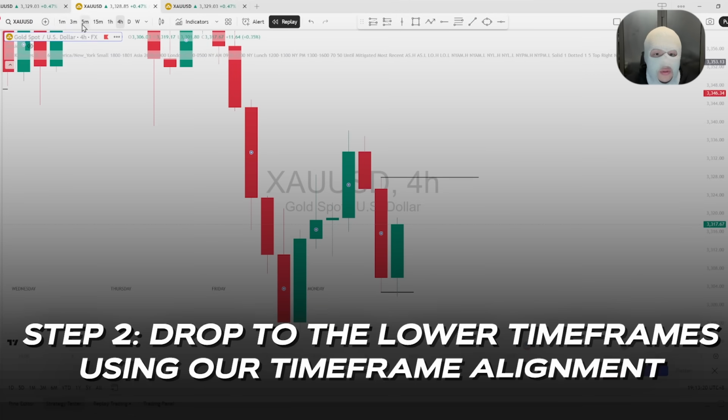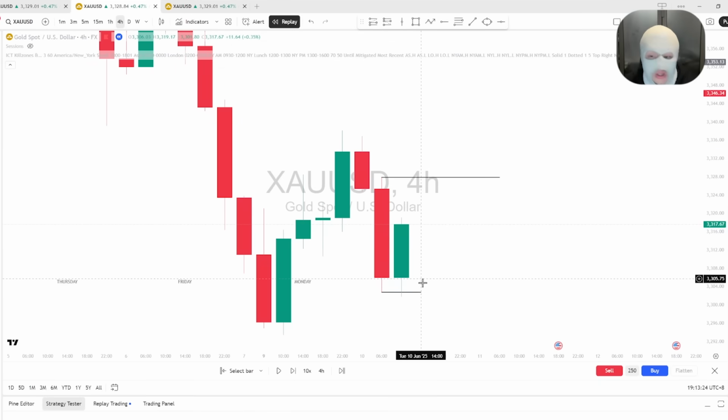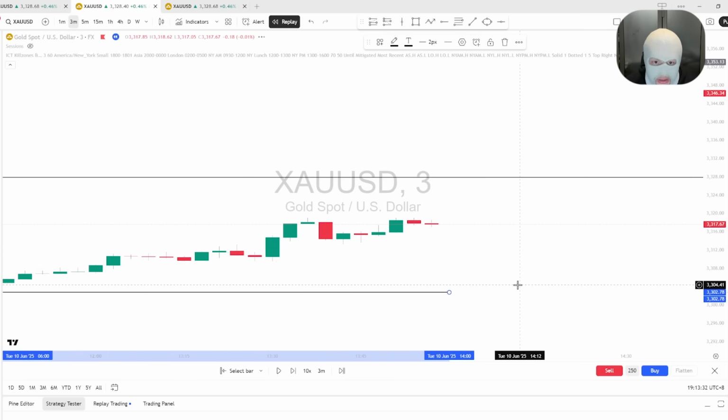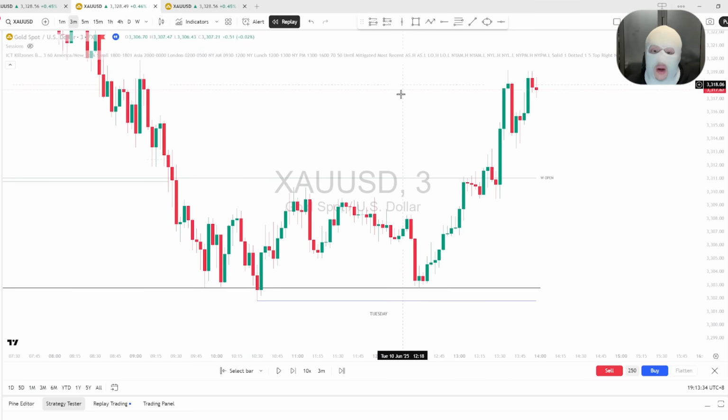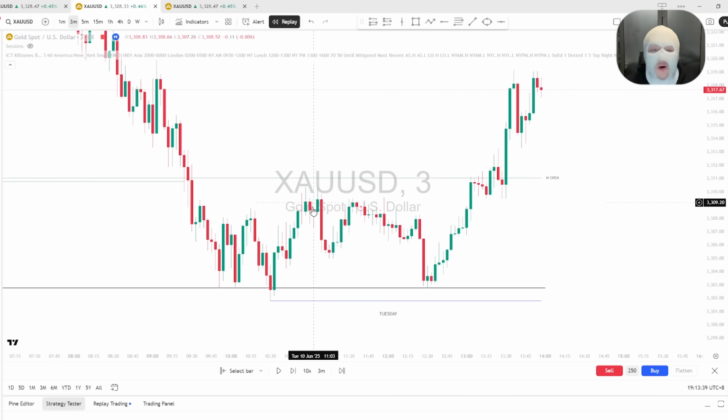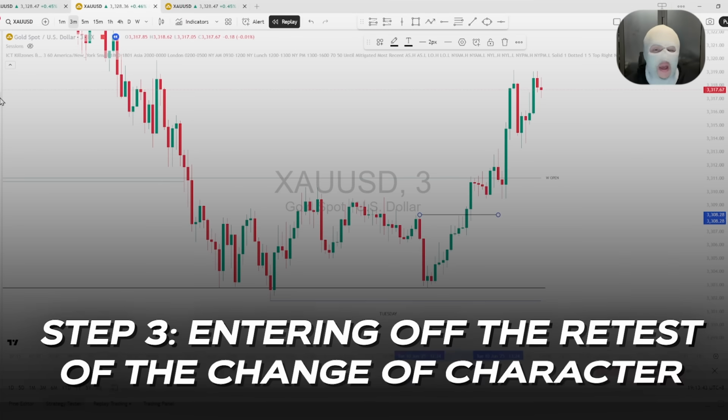Let's move on to step 2, our time frame alignment. Since we have set the 4-hour liquidity pool, we can utilize either the 3, 5, or the 15-minute time frame for our confirmation. Let's drop down to the 3-minute chart here to look for our bullish change of character. We have consolidated in this region for quite a while before price finally gives us our bullish change of character. That is going to be our sign to enter.